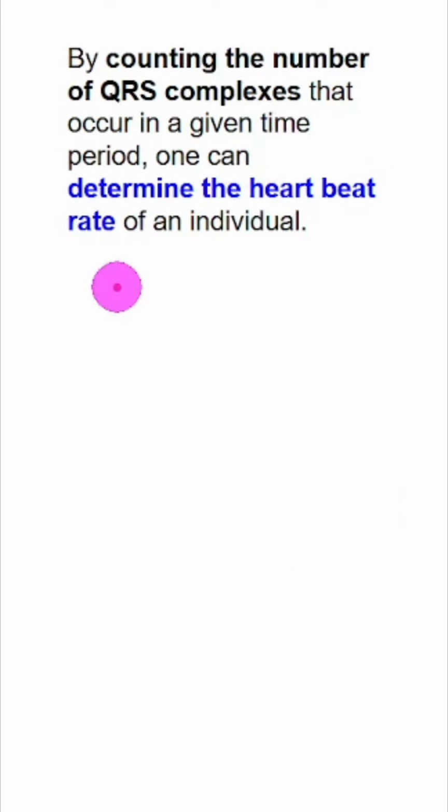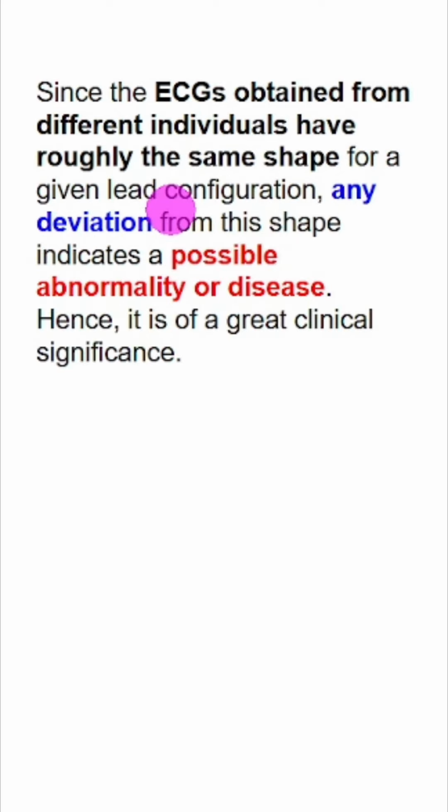So how does ECG help to determine the heartbeat? You simply have to count the number of QRS complexes in a given period of time. So this is important. ECG obtained from different individuals have roughly the same shape. Okay, this is the basis of diagnosis, and any deviation in the peaks will indicate any abnormality in heart functions.